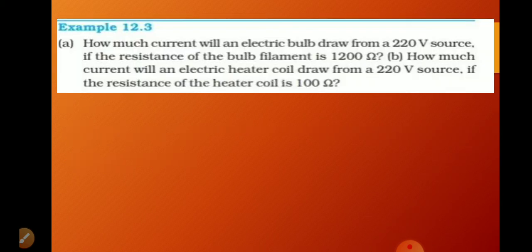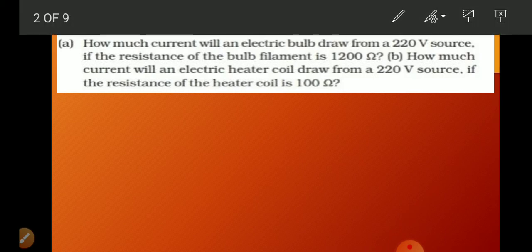First problem: how much current will an electric bulb draw from a 220 volt source if the resistance of the bulb filament is 1200 ohm? B: how much current will an electric heater coil draw from a 220 volt source if the resistance of the heater coil is 100 ohm? You can see in both cases the voltage is the same but the resistance is different. We have to calculate the current in both cases.